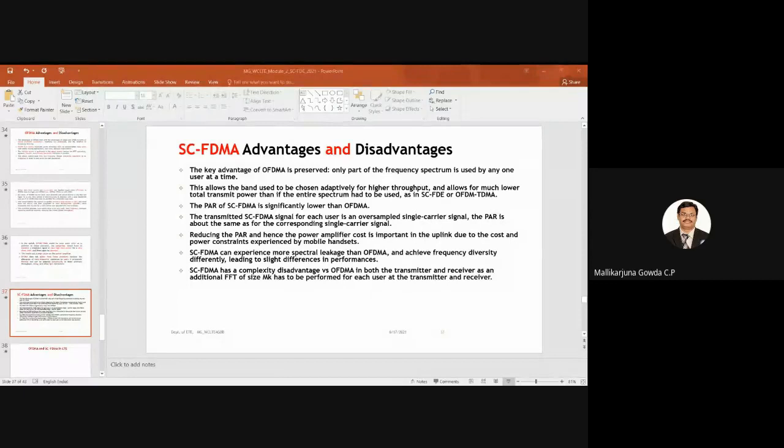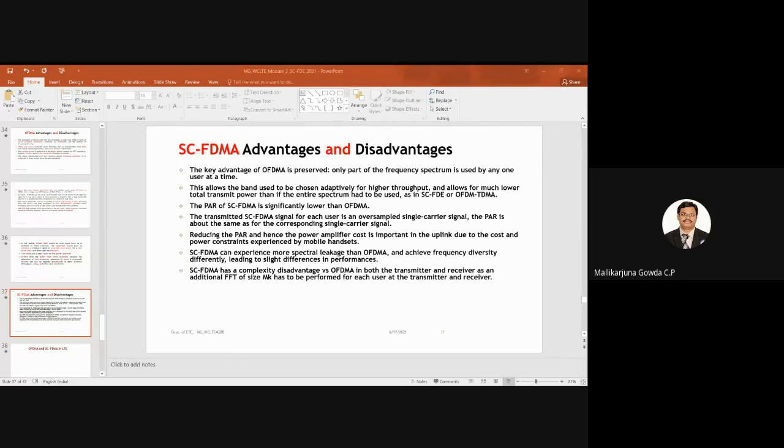So another significant advantage of SC-FDMA is the reduced peak to average ratio. Okay. PAR, the PAR of SC-FDMA is significantly lower than OFDMA. Actually, this statement is the correct justification for SC-FDMA. Okay, the peak to average ratio of SC-FDMA is significantly lower than OFDMA. So because of this low PAR, it is going to reduce the power amplifier cost. When the power amplifier cost reduces, the cost of the mobile unit is also going to be reduced. Okay. So that is what is told here.